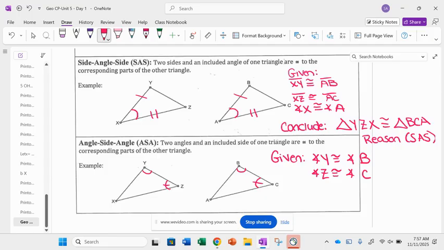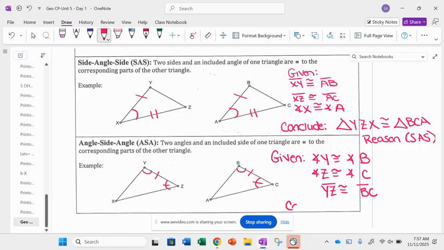Now the side can't just be any random side. It can't be like XY or BA. It can't be that for angle side angle. It has to be the side that has the two angle marks on it. So what two sides have the two angle marks? YZ and BC. Good. Segment YZ and segment BC. Those have to be the segments that are congruent. So we're going to say YZ congruent to BC.